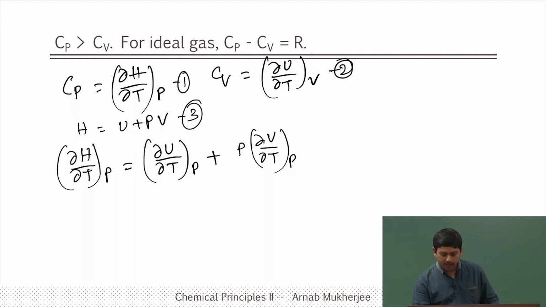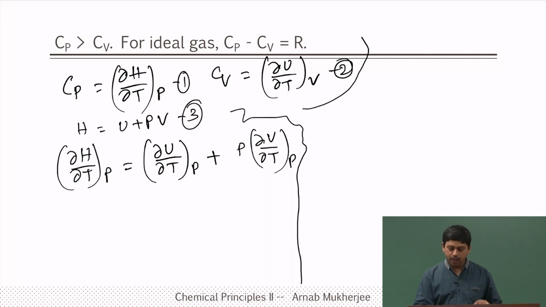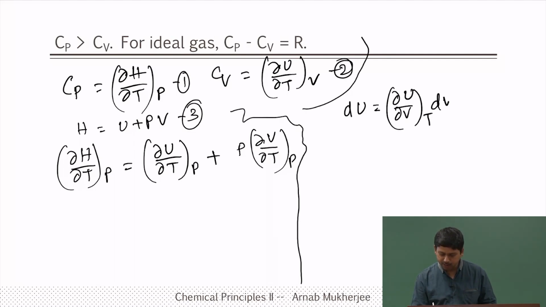Now, you see we have del U by del T at a constant pressure. We cannot write that as Cv, because Cv is del U by del T at a constant volume, but here we have constant pressure. So, we cannot just substitute that. What we are going to do is a little bit lengthy process: we have to again express U in terms of V and T. So, del U by del V at constant T dV plus del U by del T at constant V dT.